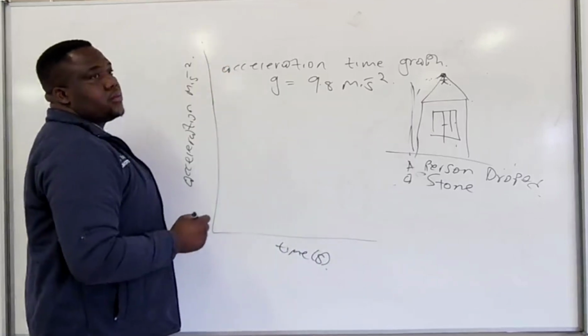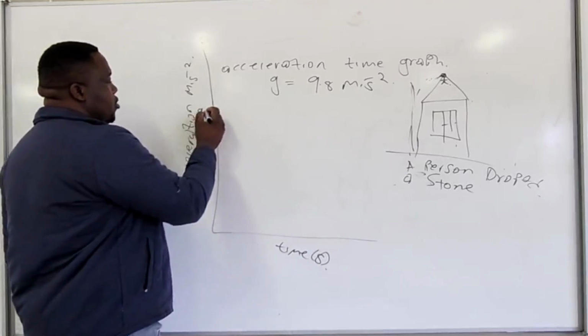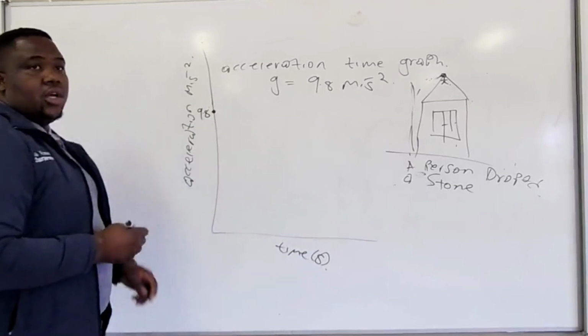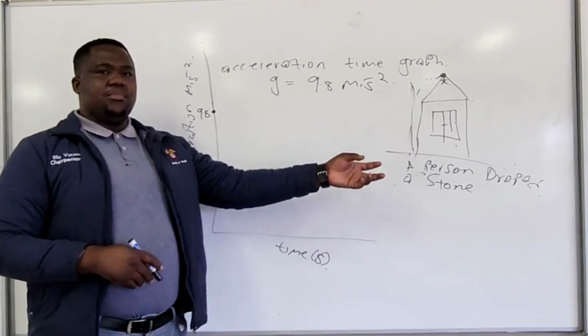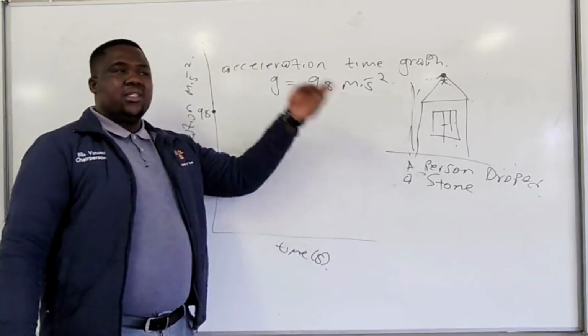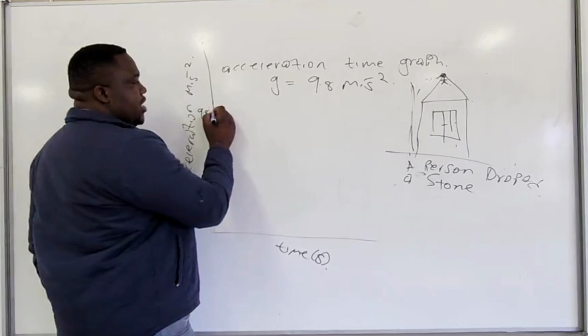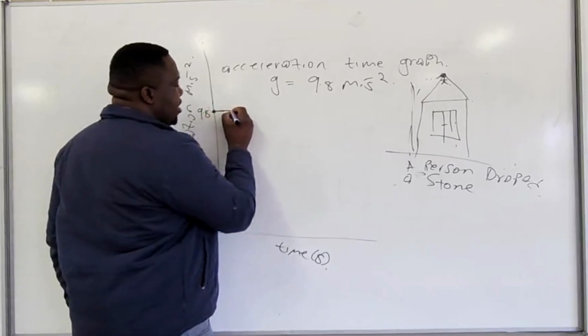Then this is the acceleration. Then I'm going to have my 9.8. So will the acceleration be more than 9.8 or less than 9.8? It will remain the same. It is 9.8 meters per second squared all the time. It does not change. As the ball is falling, acceleration does not change.